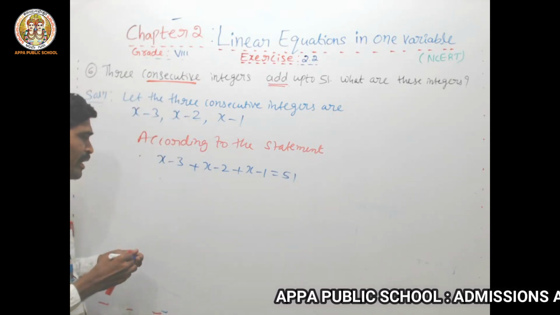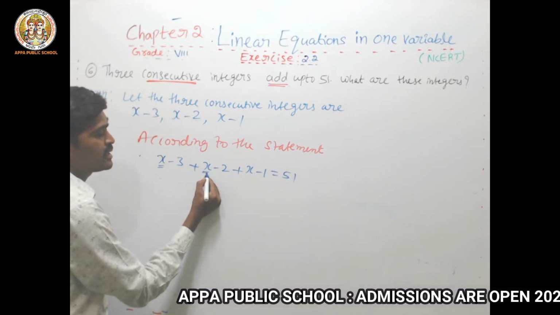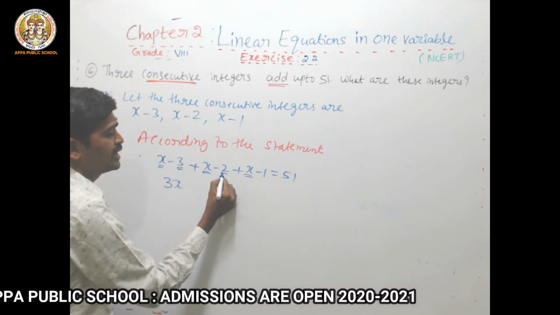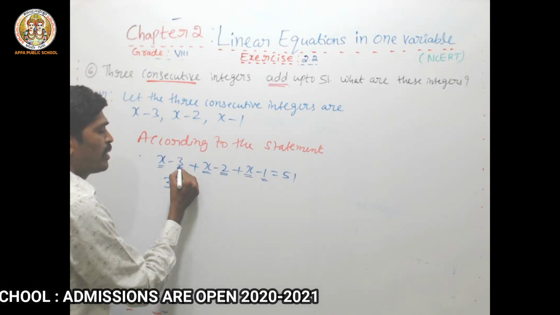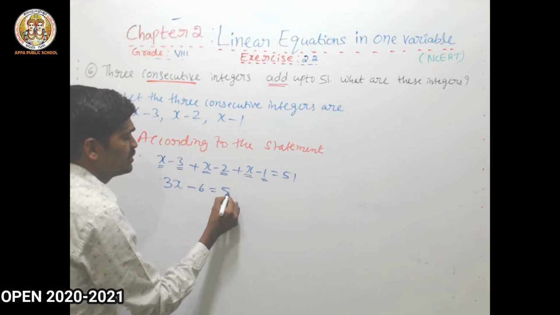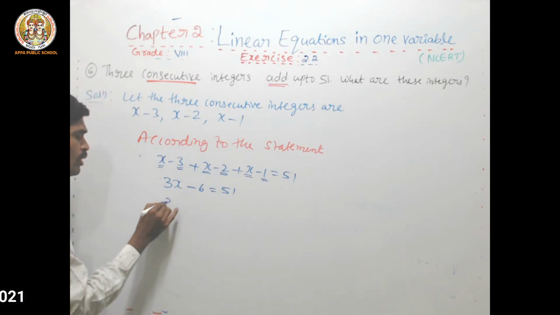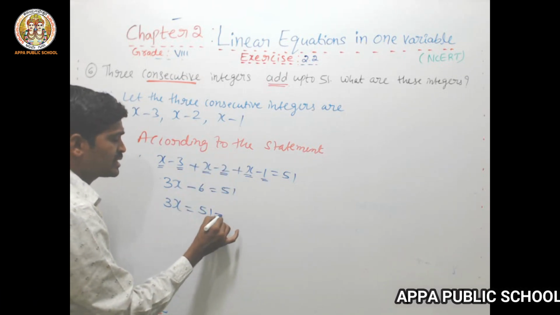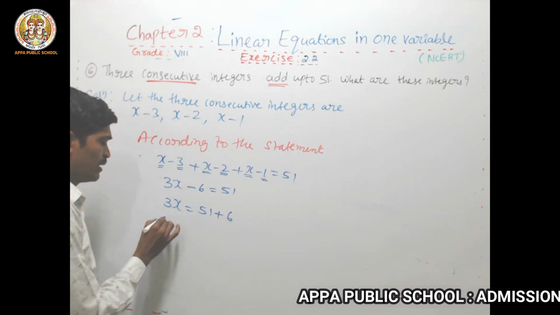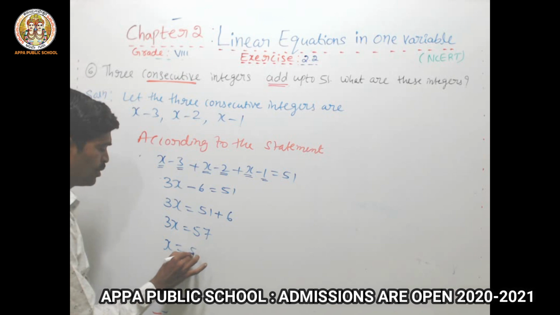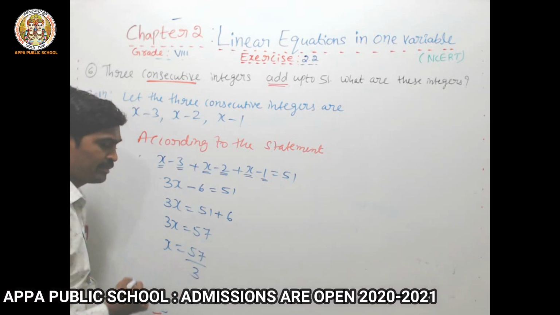Here, like terms, my dear students, x. How many x? 3x. Minus 3, minus 2, minus 1, that is minus 6, is equal to 51. Now, 3x is equal to 51. Minus 6 transferring to RHS, there should be plus 6. 3x is equal to 57. x is equal to 57 divided by 3.